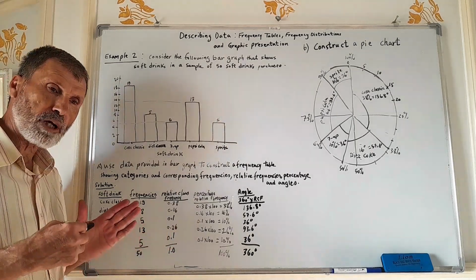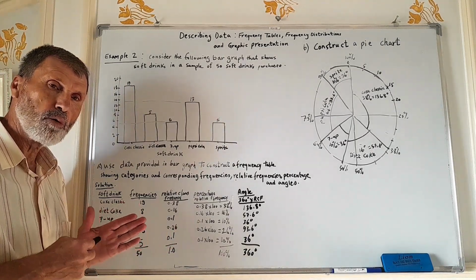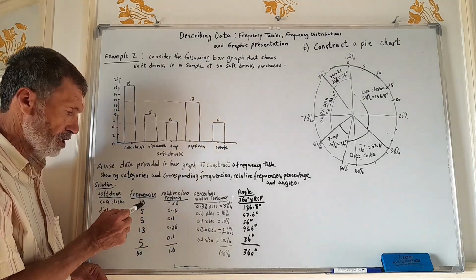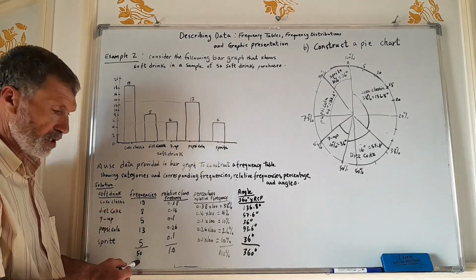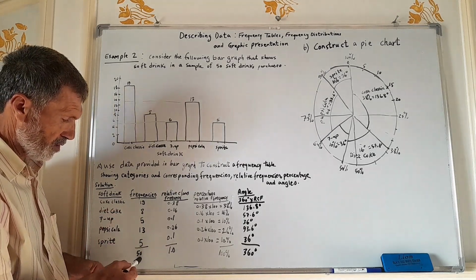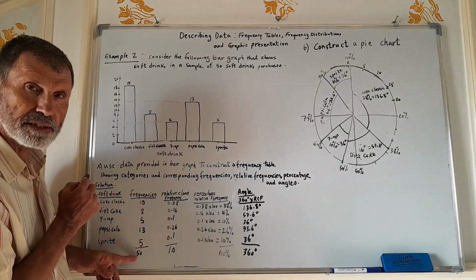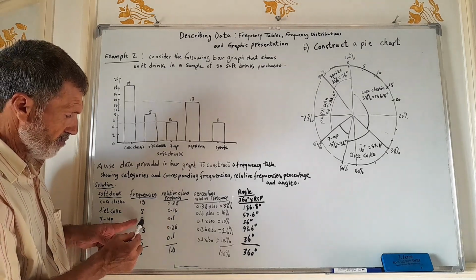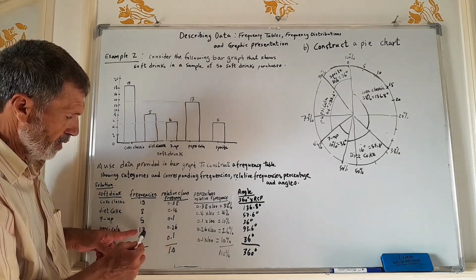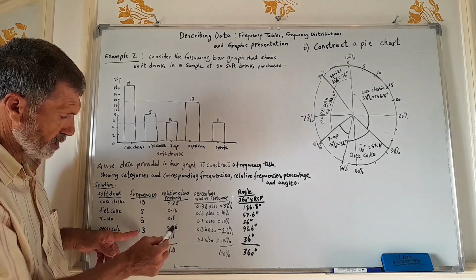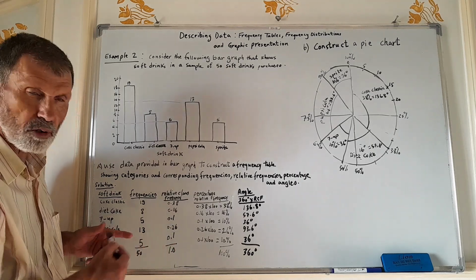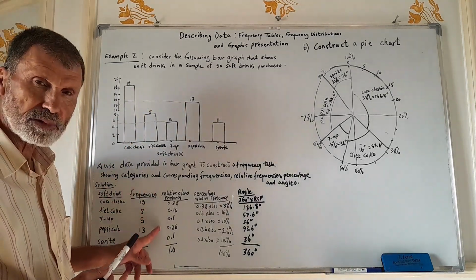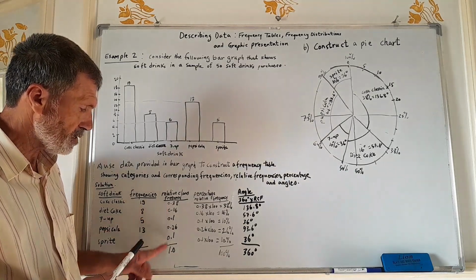To calculate the relative class frequency, all we have to do is to divide the number of observations in each class over the total number of observations, which is 50. So 19 over 50, we come up with 0.38. 8 over 50, we get 0.16. 5 over 50, 0.1. 13 over 50, we get 0.26. And 5 over 50, we get 0.1. The total of those is going to be 1, because these are fractions. The sum of all those fractions equals 1.